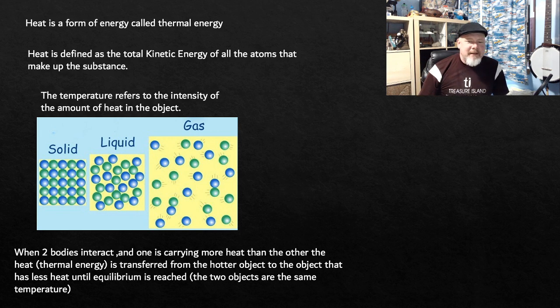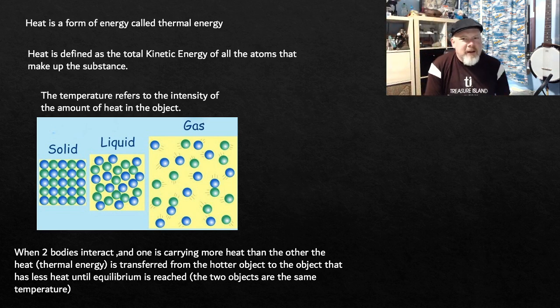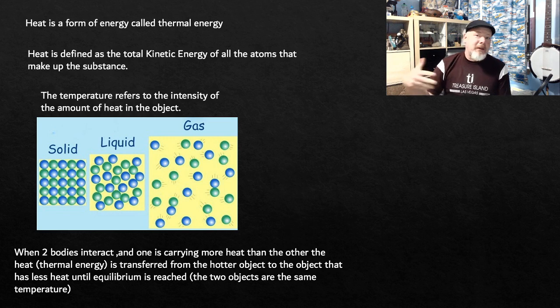When you have two bodies that interact with one another, and one is carrying more heat than the other, you get thermal energy transfer. You're moving the heat in the warmer object to the cooler object. So when you come into a classroom and sit down, the first thing you might notice is, hey, my seat's cold. Well, that's because your tush is hotter than the seat, so your body starts giving up its thermal energy.